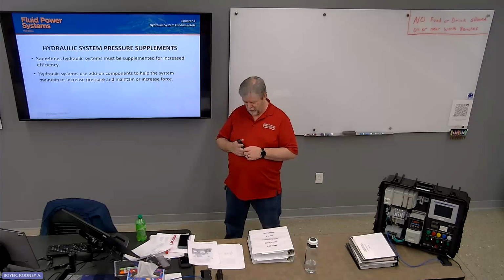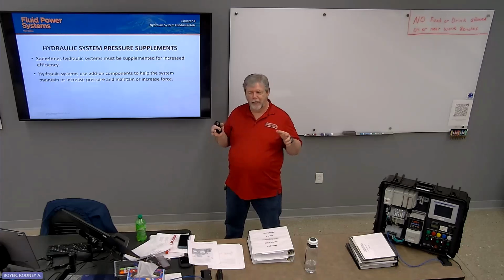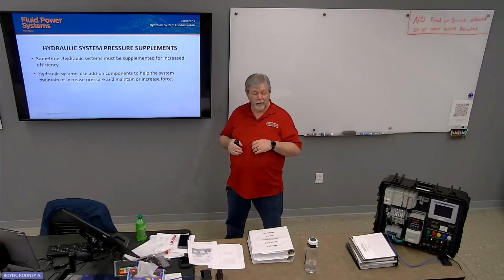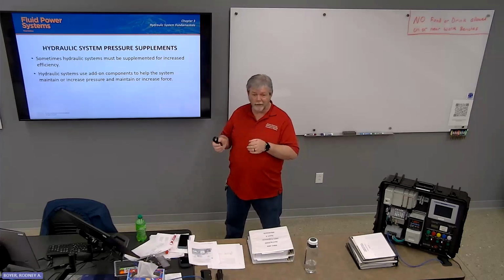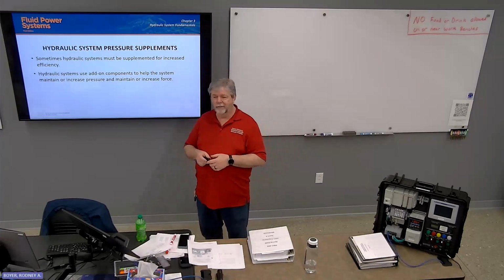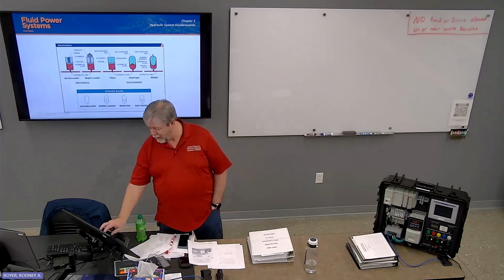Two ways to do it. Accumulators are typically there if you have a large cylinder that needs to move quickly. It's really difficult for your pump to keep up with it. So as the load moves, you're going to get a pressure drop because you can't move enough fluid fast enough to maintain that pressure. So you throw an accumulator in there and it makes up the difference. Okay, different kinds of accumulators.